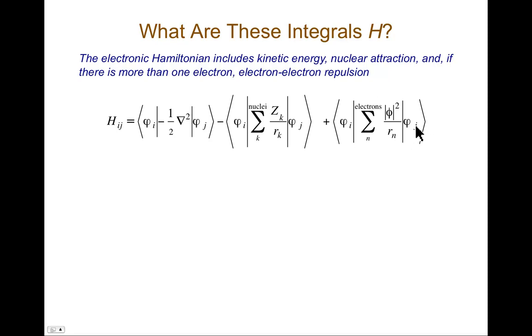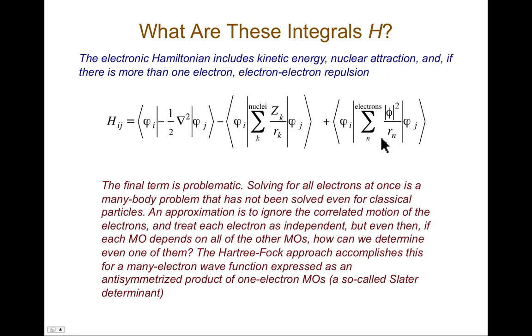So this is not a terribly rigorous way to denote this integral, but hopefully it's conceptual, namely that I'm thinking about integrating over space with i and j functions for a given electron being repelled by all the other electrons, which themselves are spread throughout space. However, that last term is a problem because it is fundamentally a many-body term. It involves all the electrons. And even for classical particles, much less continuous quantum mechanical particles, that is not a solved problem. So one approximation is to ignore the correlated motion of the electrons.